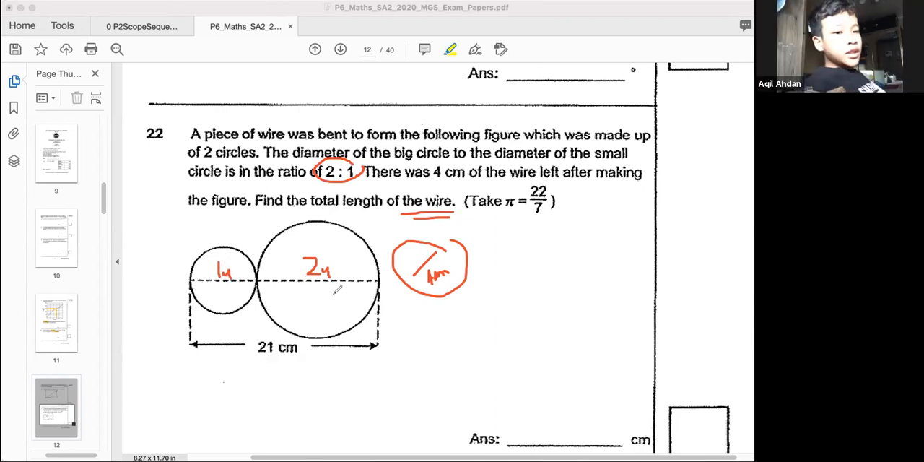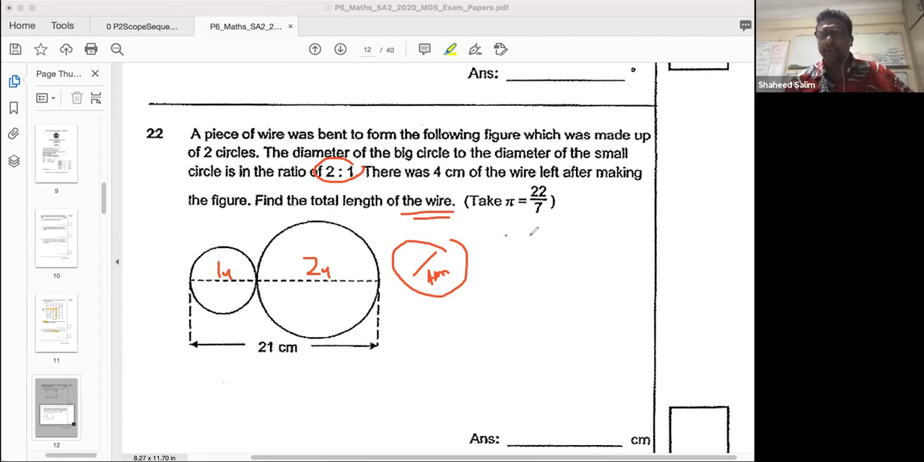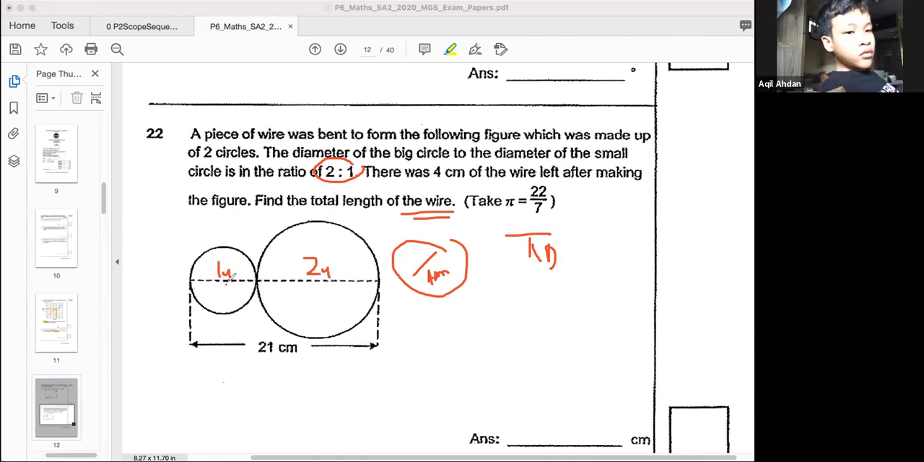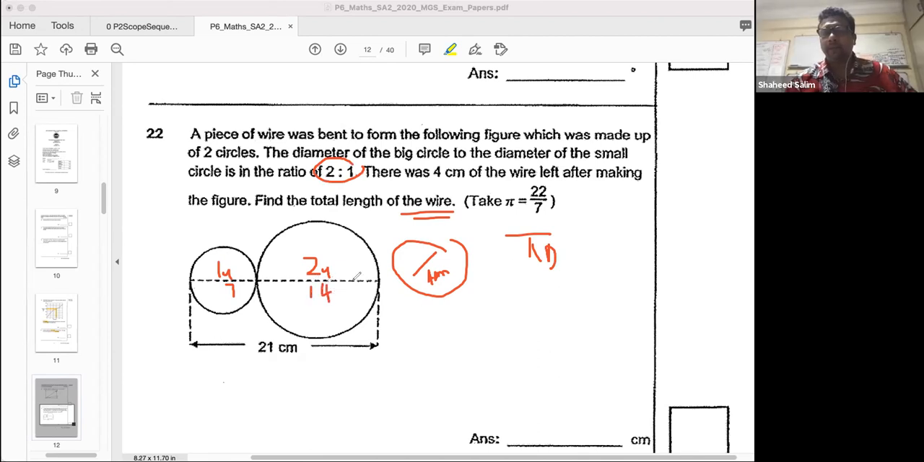Okay. No, I'm asking how to find the circumference. I forgot the formula. Yeah, circumference is pi times d. But hold on, before that, you must find the diameter. How much is the diameter of the first one? It's 7. This one is? 14. So pi times d, you get 1 circumference. Then pi times d.